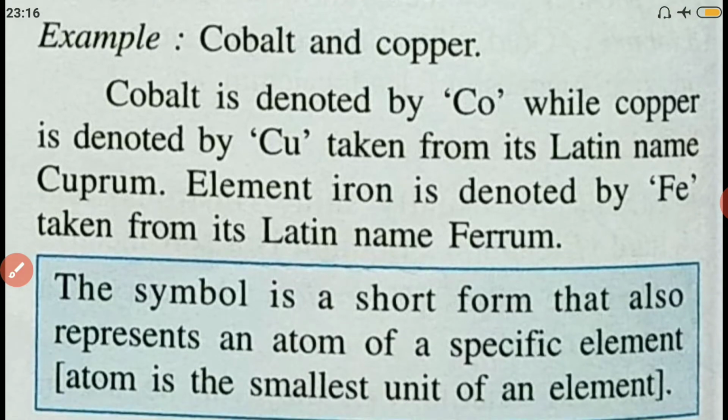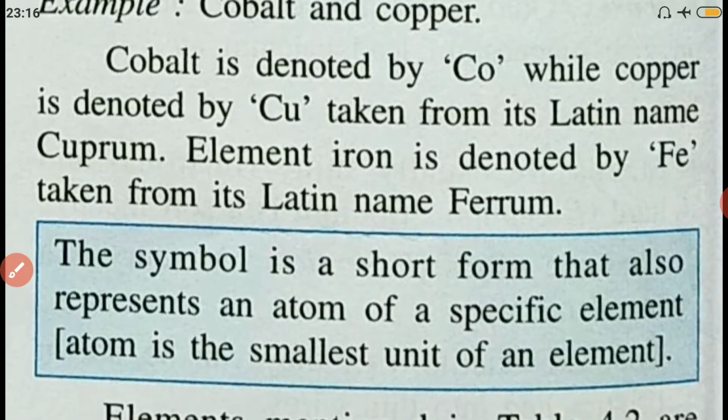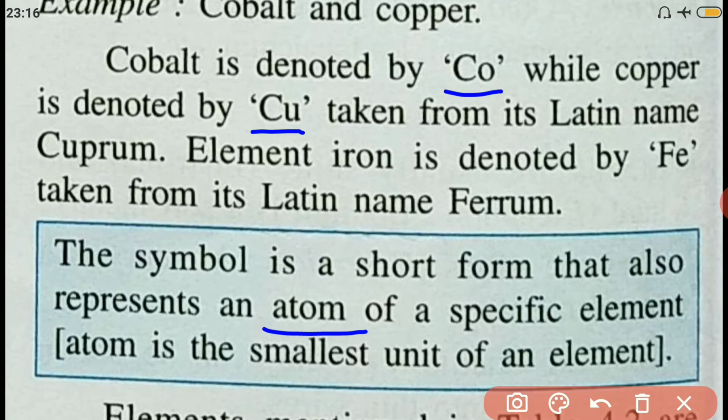The symbol is a short form that also represents an atom of a specific element. Atom is the smallest unit of an element. We have already studied what an atom is. So a symbol represents one atom, like Cu represents one atom of copper, Co represents one atom of cobalt. I hope you understood this.